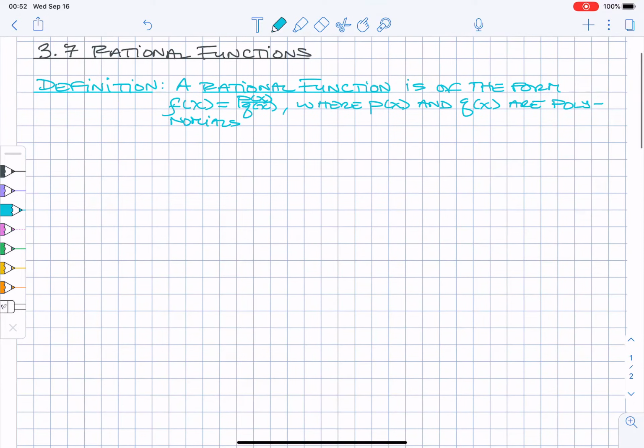Okay, so let's recall the 13th commandment, or the 11th. How many commandments are there? Okay. So recall that thou shalt not divide by 0.